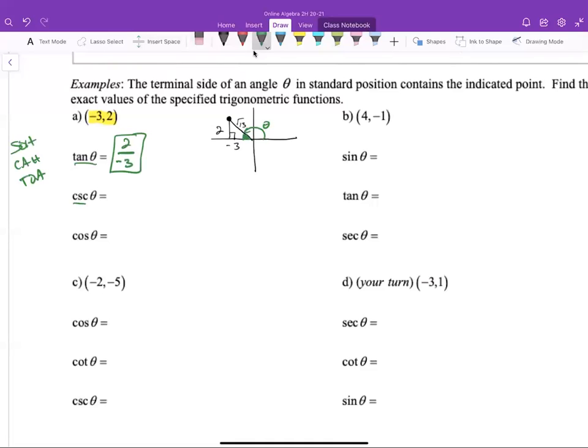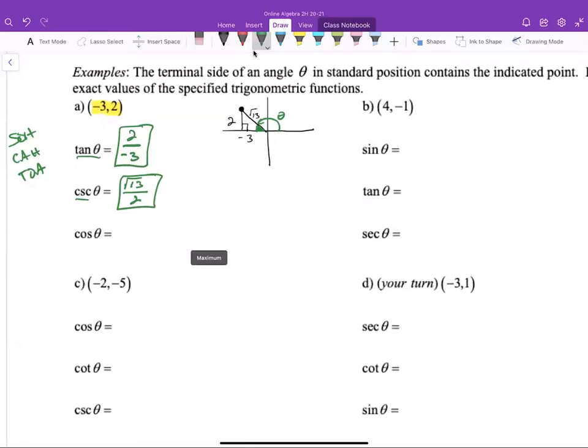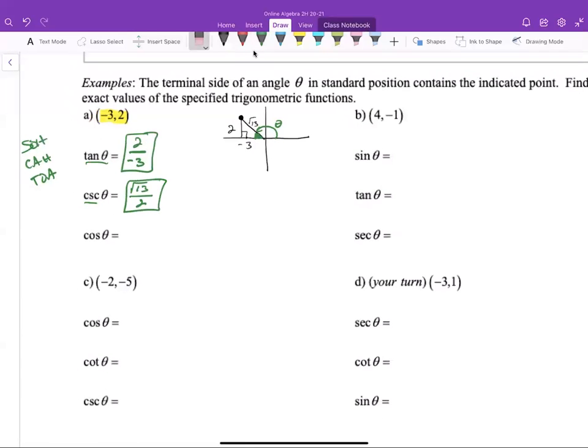I have cosecant, which is related to sine. So instead of opposite over hypotenuse, I have hypotenuse over the opposite, which will be 13 over 2. Again, that is the cosecant value of theta. I'm using my reference angle to do so. That's why it helps, it's related to theta.